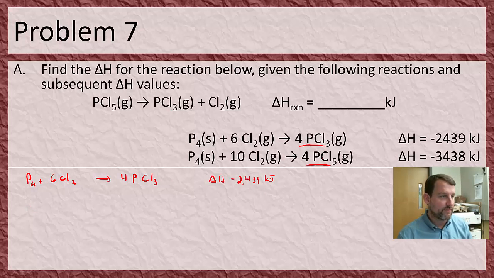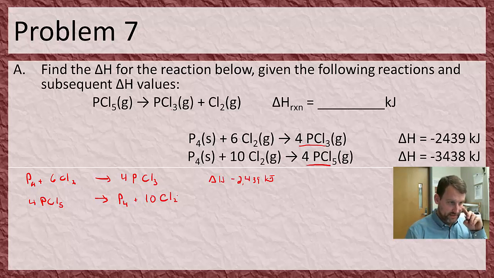And this one we said we have to reverse because we want the PCl5 on the reactant side. So I'm going to put my arrow here, and I'm going to say, okay, so it's 4 phosphorus pentachloride, and that's going to give me 4 phosphorus plus 10 chlorine, just like that. And here my delta H, because I reversed my reaction, can go from being negative to being positive, and that's going to equal a positive 3,438 kilojoules. Awesome.